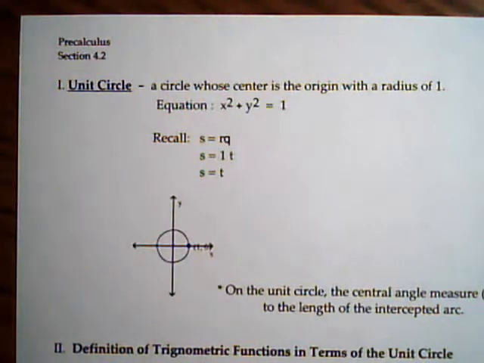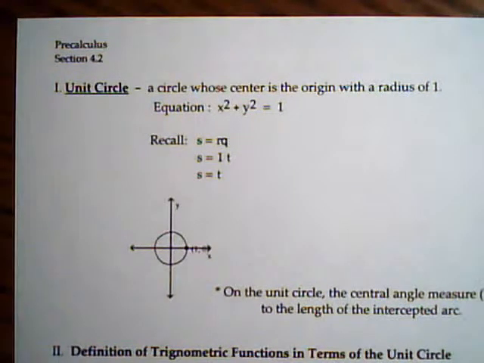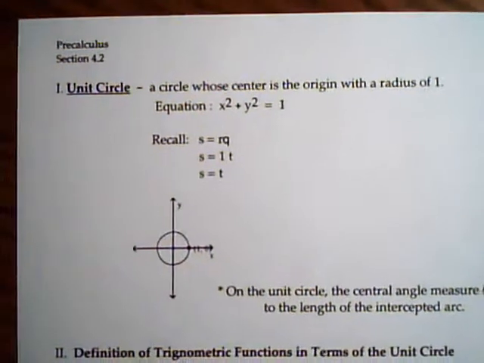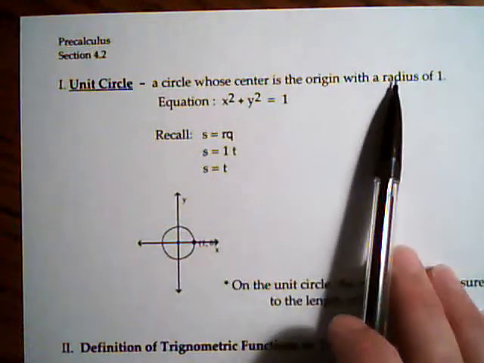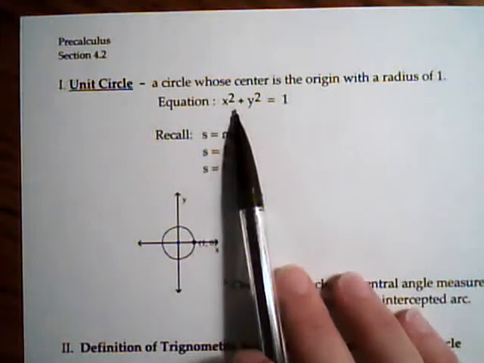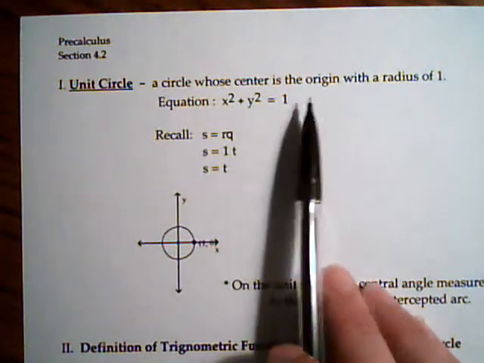In section 4.2, the first thing that we're going to talk about is the unit circle. And the unit circle is, by definition, a circle whose center is the origin and with a radius of 1. The equation of the unit circle is x squared plus y squared equals 1.